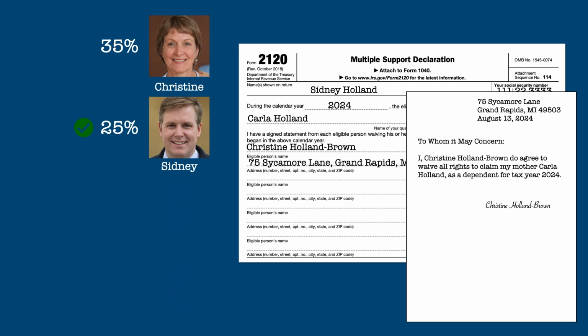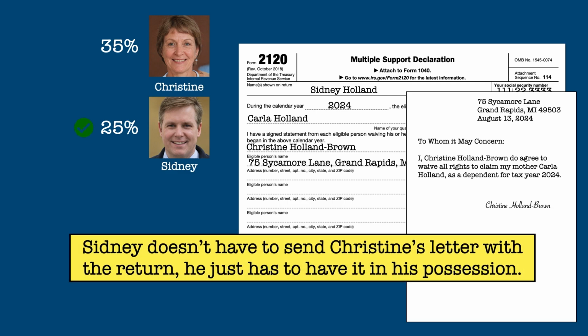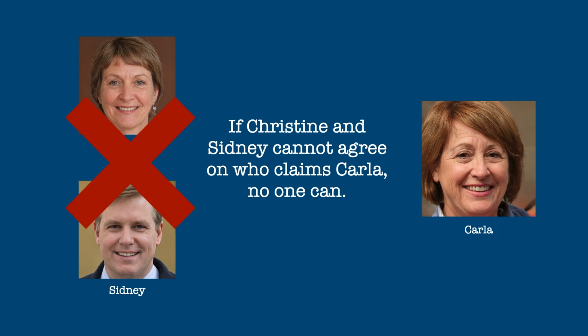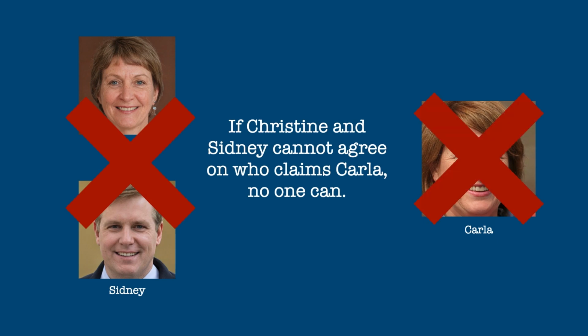Neither Barry nor Diane can claim Carla under a multiple support agreement, and neither has to be listed on the declaration. In this case, Sidney, who is claiming Carla, doesn't have to send Christine's statement with the return, but he must keep it in his possession. If Christine and Sidney cannot agree on who claims Carla, no one can.